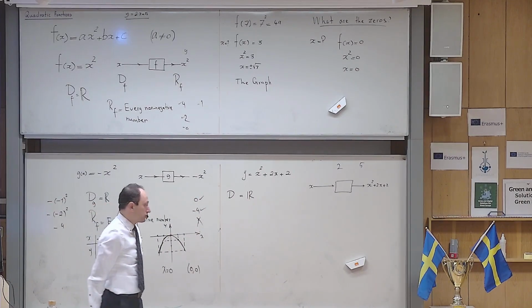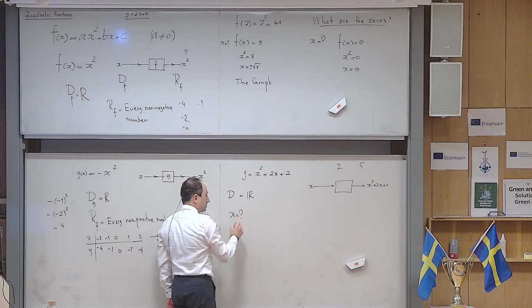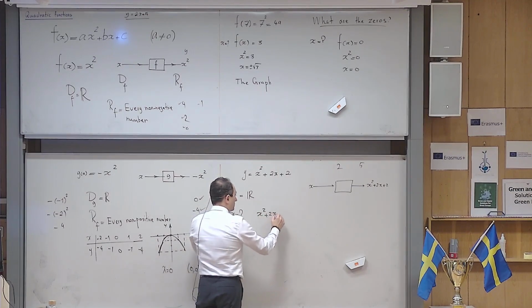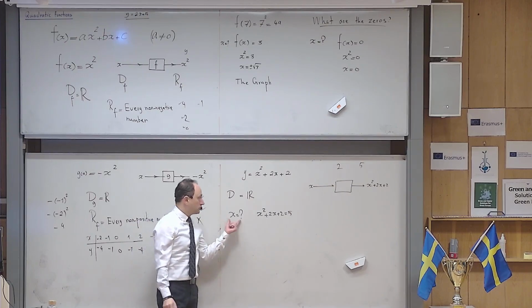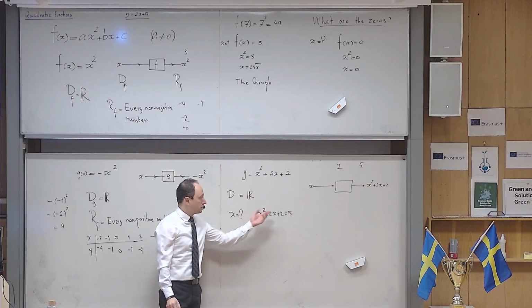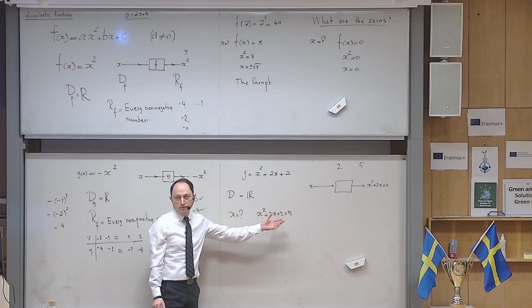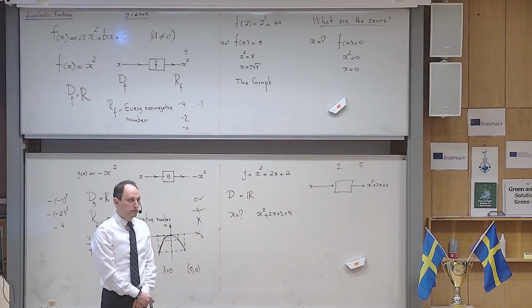You need to ask yourself, is there any input for which the output is 5? If the answer to this is yes, then yes, 5 is in the range. If the answer to this is no, we say 5 is not in the range. But how can I answer if this is yes or no?